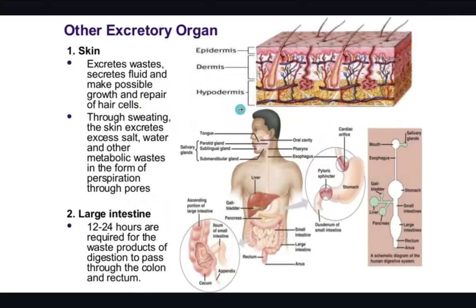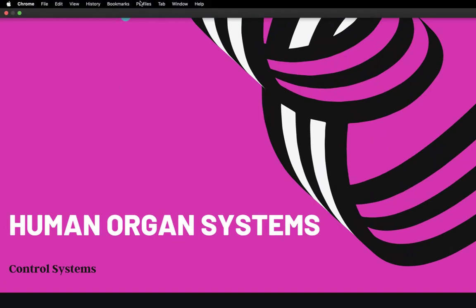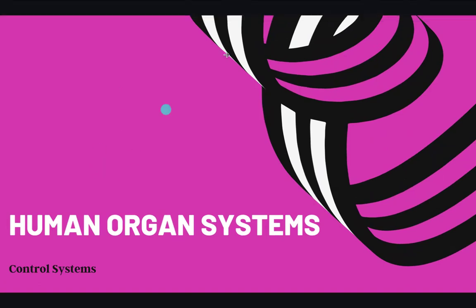Okay, so there are other excretory organs. So you have the skin, for example. We have talked about it already. So this is the first line of defense. Aside from that, we have the structure which would be responsible in removing excess water through sweating or perspiration. Okay, then we have the large intestine, which would be responsible in the formation of the feces or the solid waste in the body, which would be stored in the rectum, of course. Now, for the control systems, we will have a separate recording of this one later.